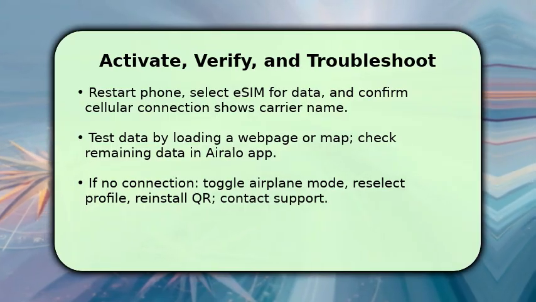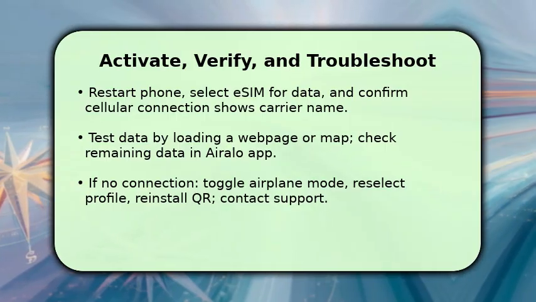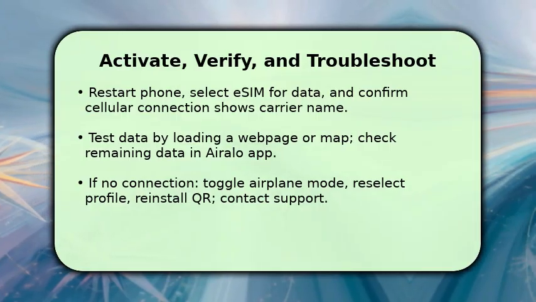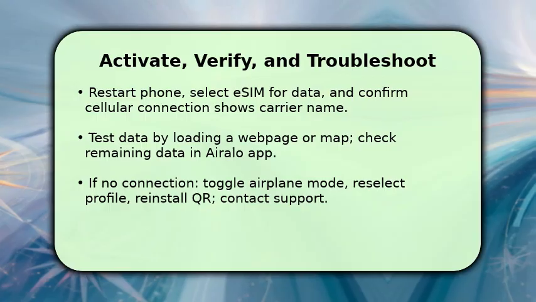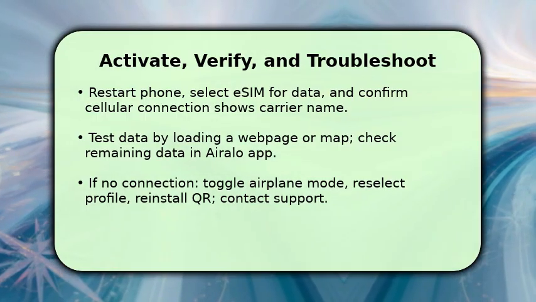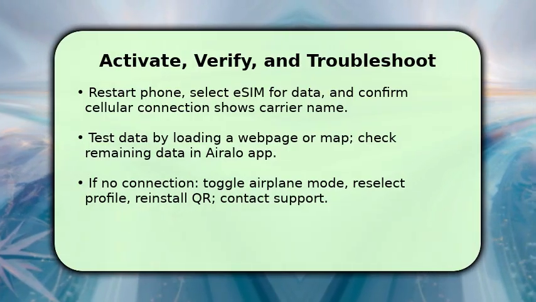Once restarted, verify by loading a web page or a map tile and check usage and remaining data in the Airalo app. If you don't get connection, toggle airplane mode, confirm the eSIM is enabled, or reinstall using the QR code. If that fails, contact Airalo support with your order ID and device model.